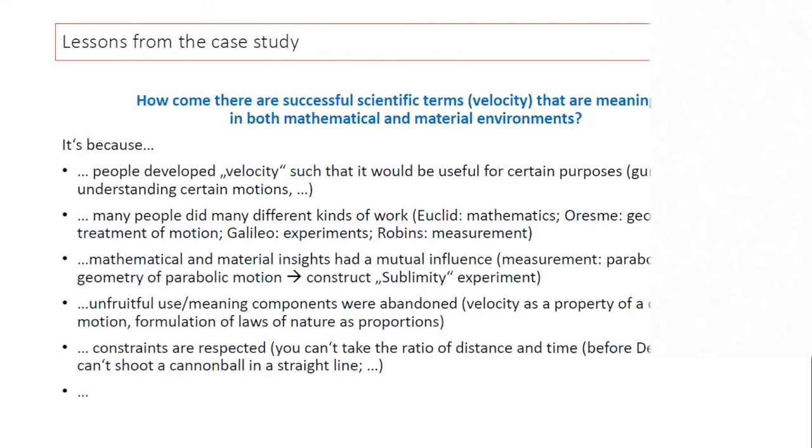And finally, constraints are respected. So there are constraints within a certain kind of mathematics you might use. For example, Galileo couldn't take the ratio of distance and time, like I said before, and that's a mathematical constraint. And also, for example, you can't shoot a cannonball in a straight line, which would be a material constraint. You can't just do whatever you like with a concept. You need to respect constraints from the environments in which you use it.